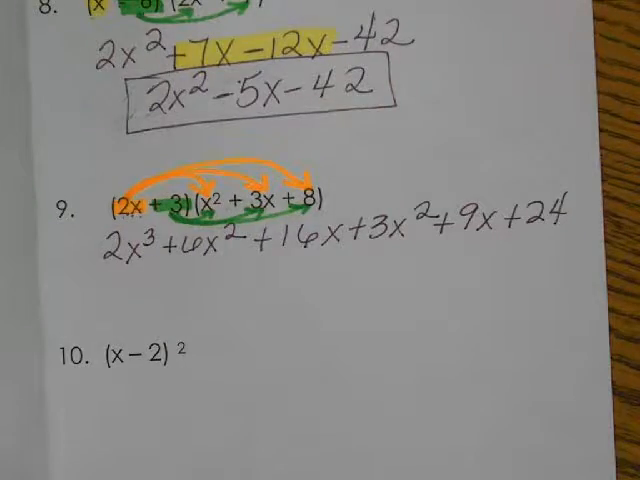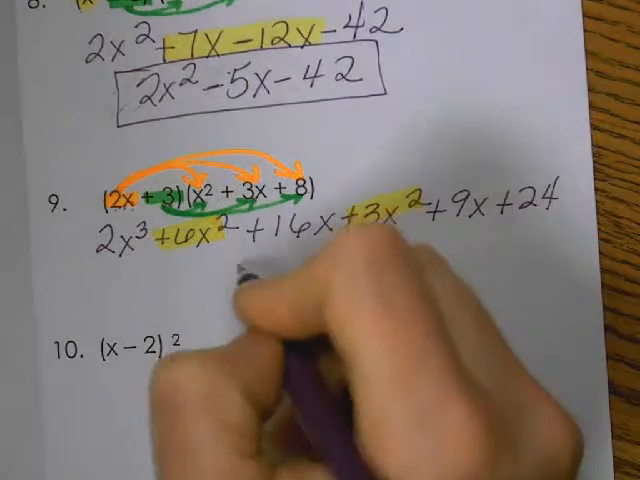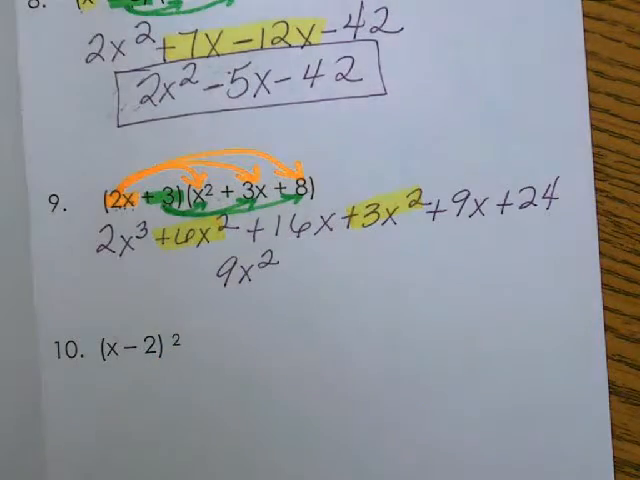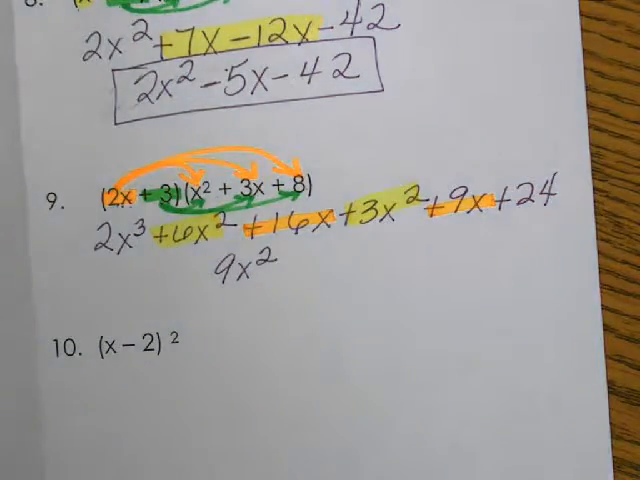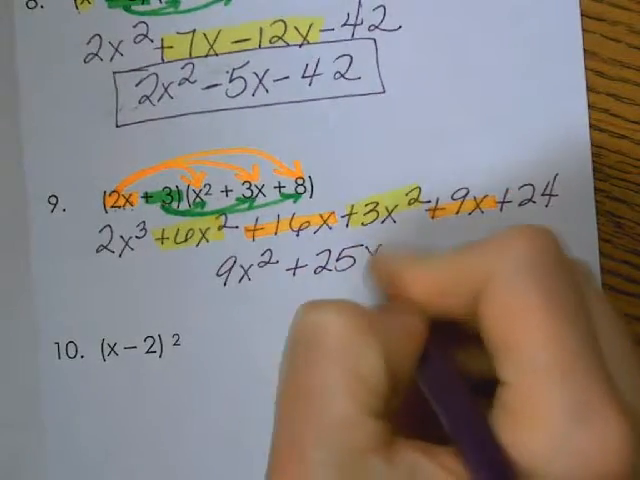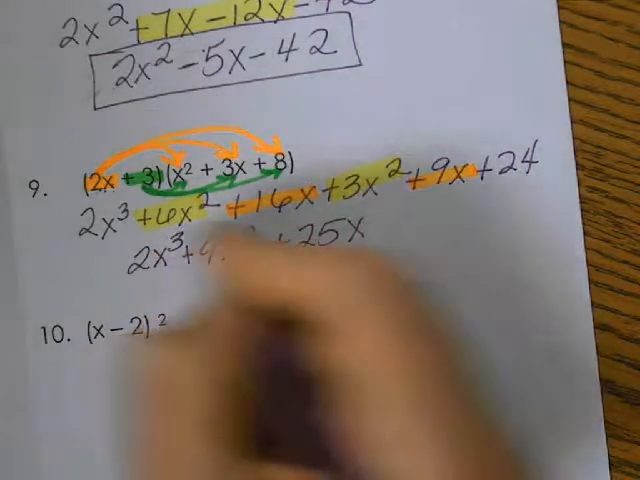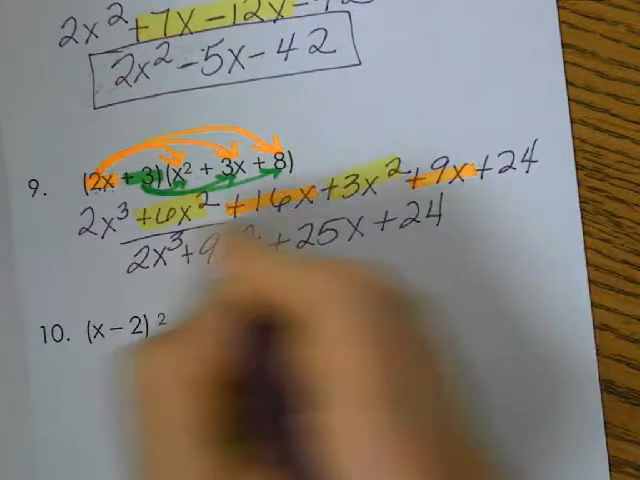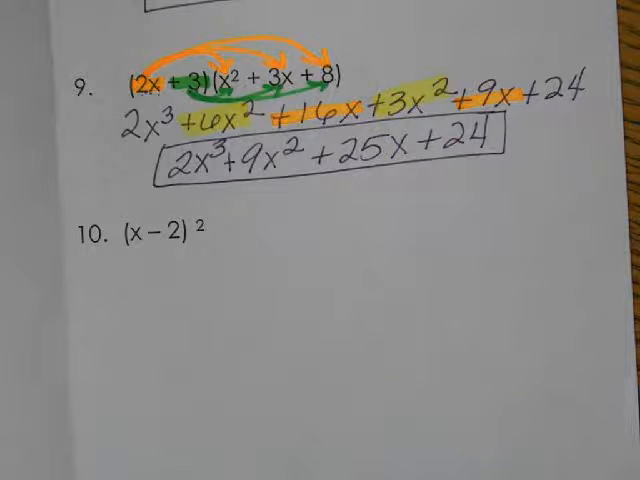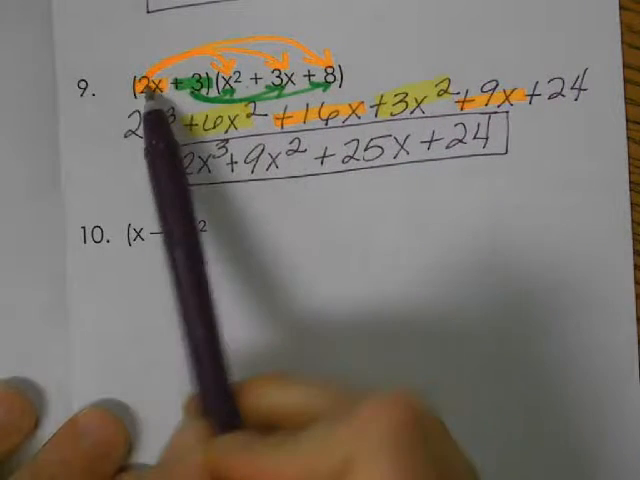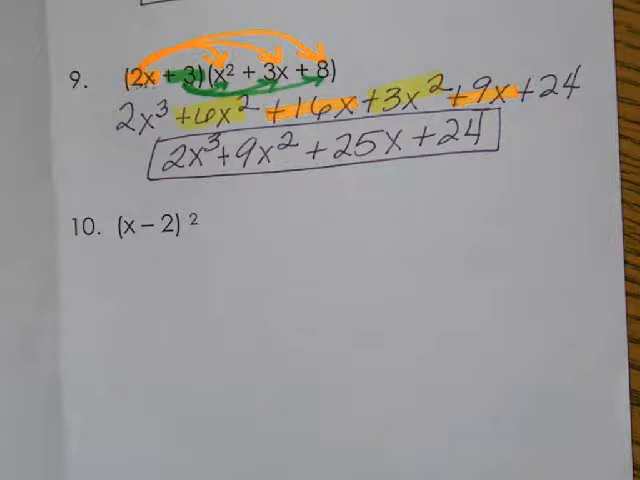Now you combine your like terms. I see I can put 6x squared together with 3x squared to get 9x squared. I can put 16x together with 9x to get 25x. And 2x cubed and 24. 2x cubed will go at the beginning. 24 will go at the end. This one was a little bit more challenging, but once again it follows the same rule. Take the first number, multiply it by everything. Take the second number, multiply it by everything.